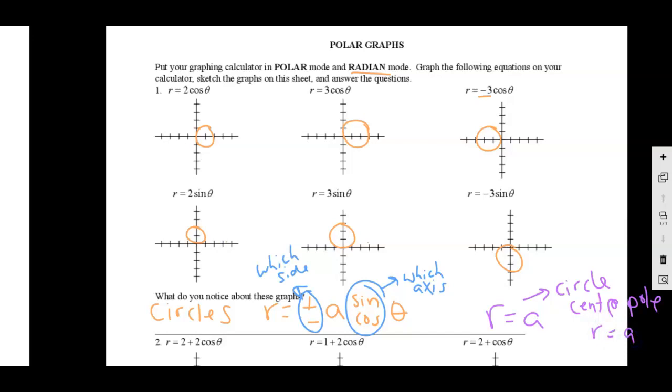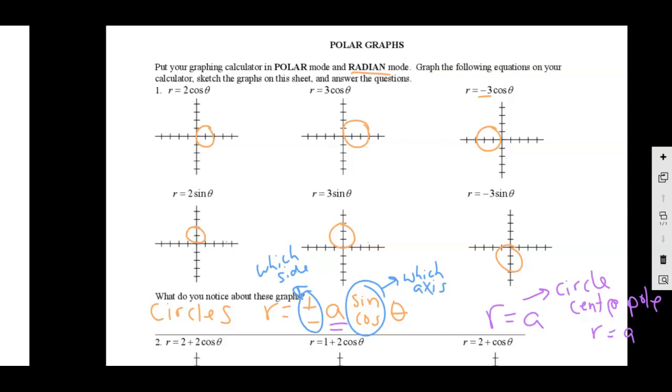So we actually have a couple different ways of doing circles. We could do circles on one of the axes. That's what the orange equation looks like. Again, sine or cosine tells us which axis. Plus or minus tells us which side of the axis. Or we could have r equals some number, and then that's going to be a circle centered at the pole with the radius of that number. Just be careful though. Remember that's not the radius. That tells me how far along the axis that circle is going to extend.